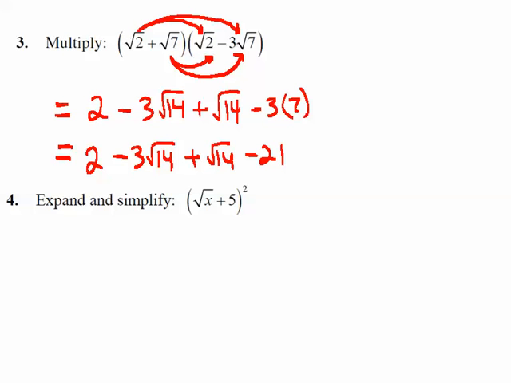Okay, then do we have like terms? Yes, we do, right? The first term, 2, and the last term, negative 21, those are like terms. So add those guys up to give me a negative 19. And then how about a negative 3 root 14 plus another root 14? They are the same because they're like radicals, right? They both have radical 14 in them. So I can combine those together. So we combine it with a, what's a negative 3 plus 1? Negative 2 with the radical behind it.